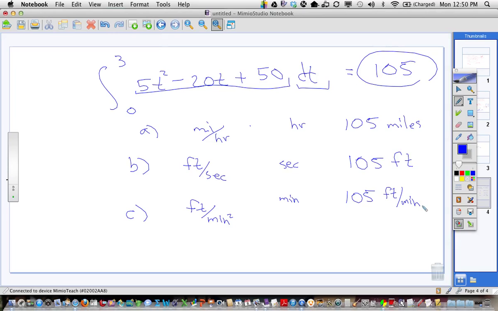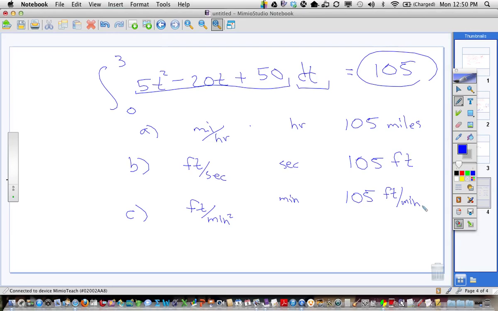But it's not that the velocity is 105 feet per minute, right? So to say net velocity is 105 feet per minute isn't right. The velocity is not 105. What it is, it's a net change in velocity. See? So we got to get the word change in there. So we're talking rate of change here. We do the integral of that.